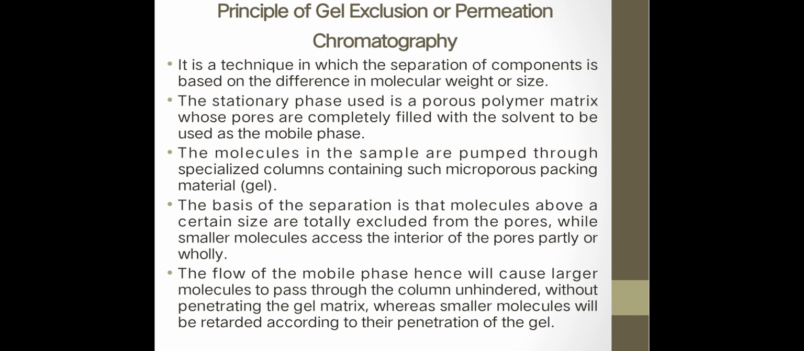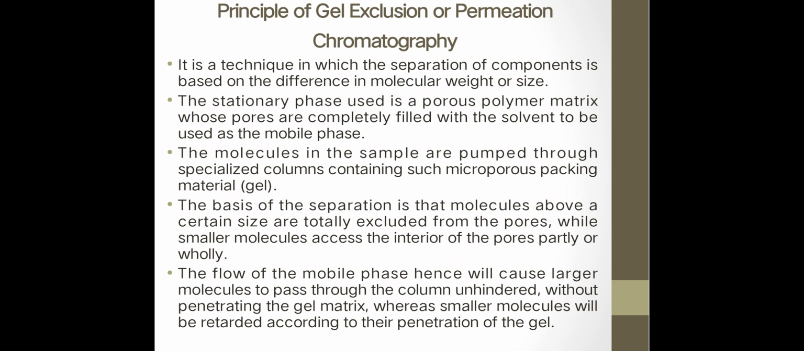Now let's see the principle of gel exclusion or gel permeation chromatography. It is a technique in which the components of a mixture, the analyte, can be separated based on the difference in their molecular weight or molecular size. The stationary phase used is a porous polymer matrix whose pores are completely filled with a solvent to be used as the mobile phase.